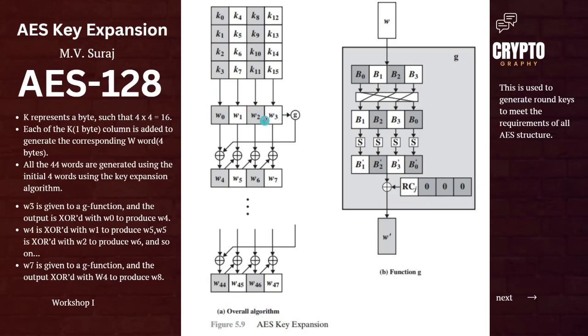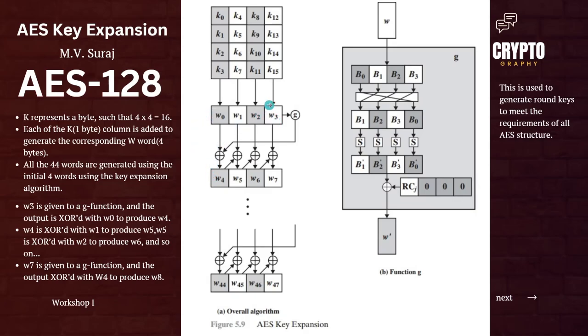So now we will take W3, or the last word, and put this into the G function. We will get an output, which is the W dash. Since we don't have a specified input, we will just assume it as W dash. Then we will perform an XOR operation with the W0 word.